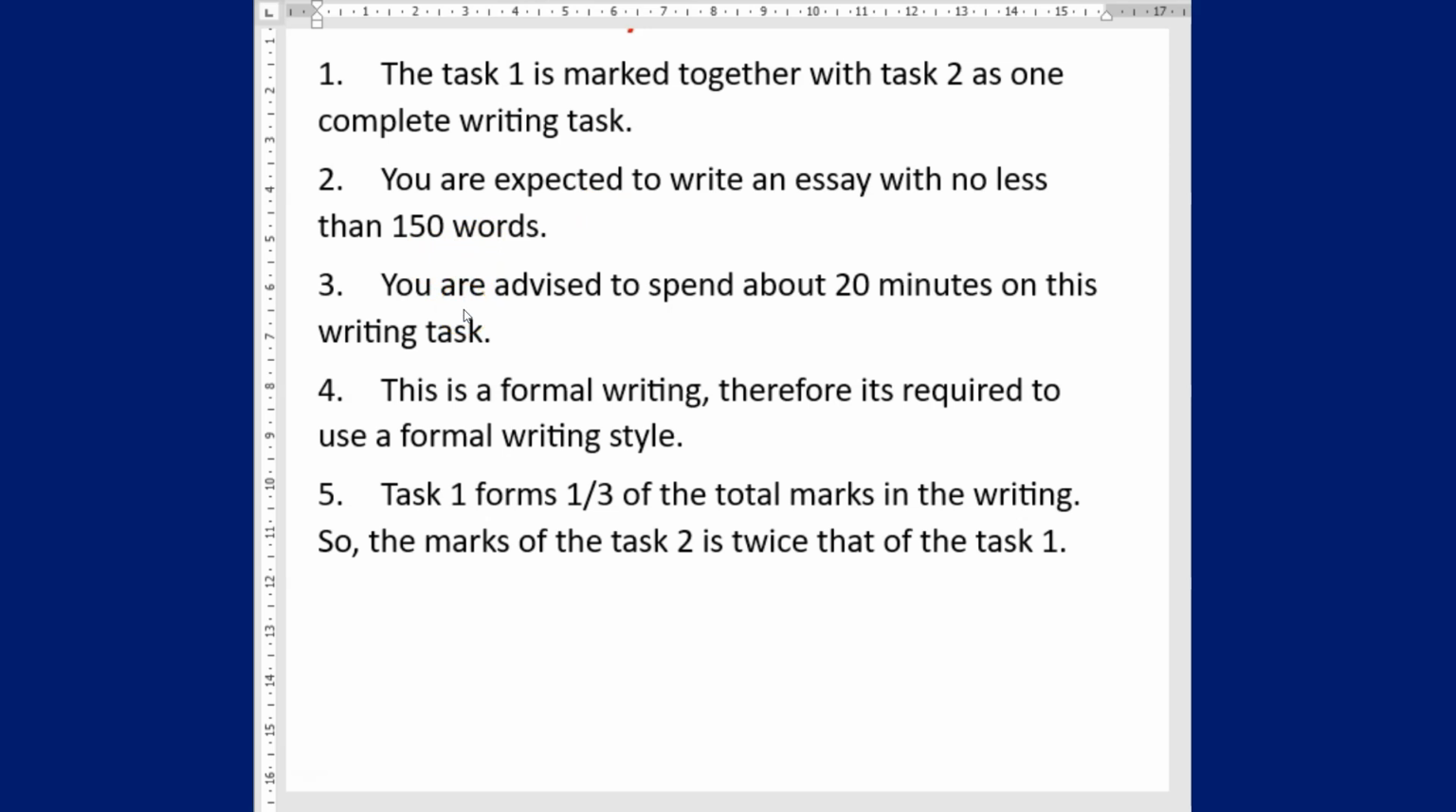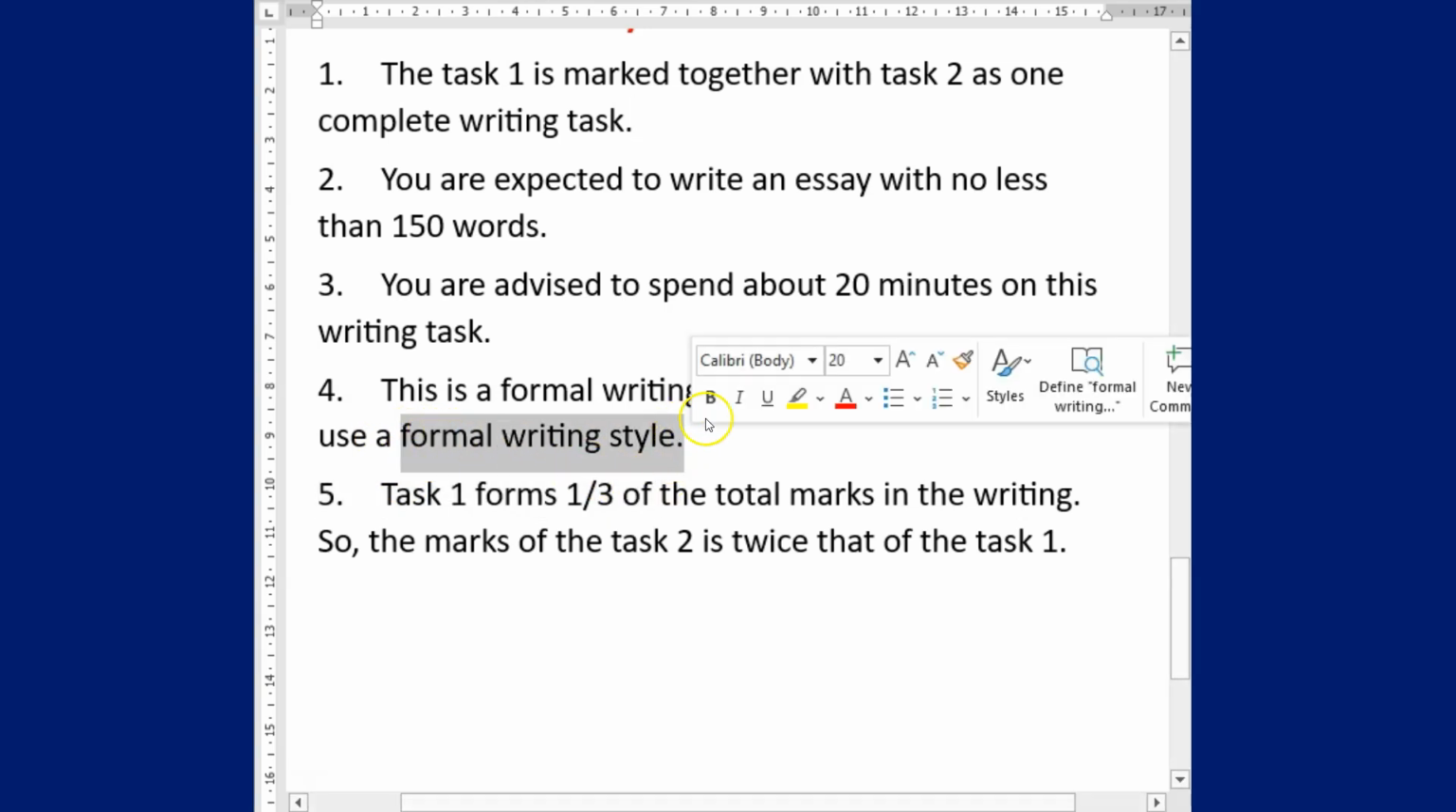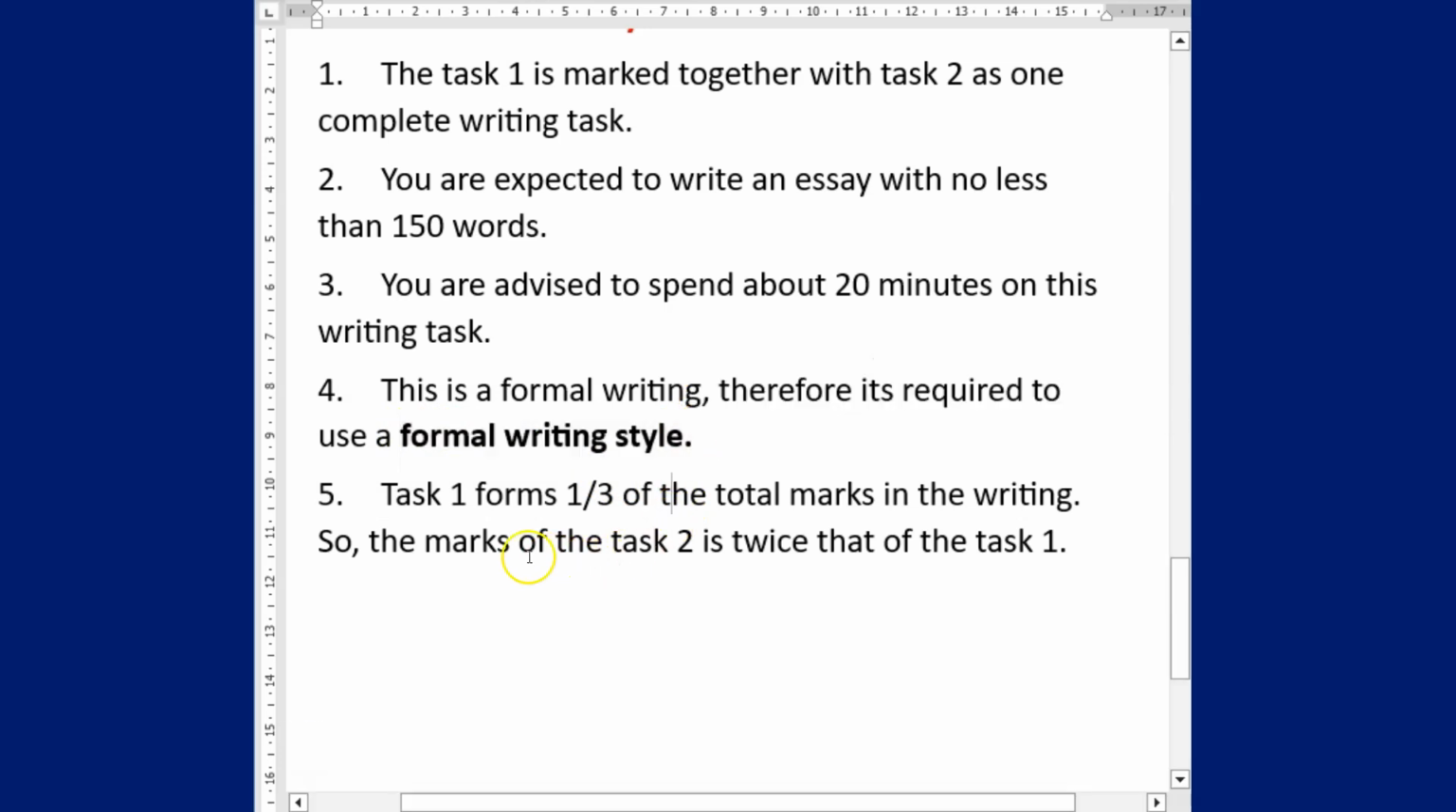The writing task one is a formal writing. This is an academic test, so it's a formal writing. So you are therefore required to use formal writing style. Okay, don't use jargons, don't use abbreviations and other things that are not professional. So ensure that you are using a formal writing style when you are dealing with this kind of essay.